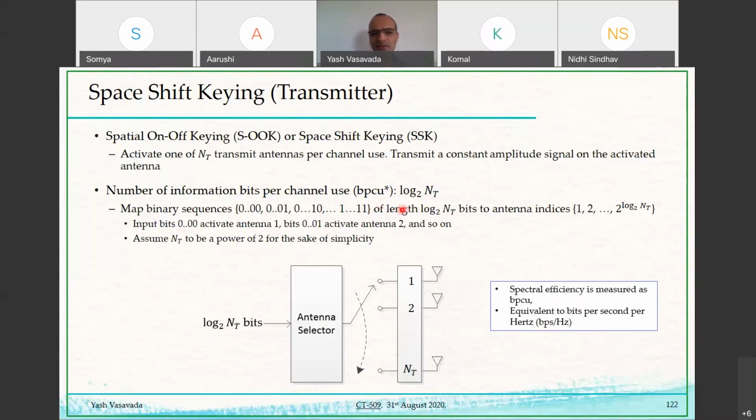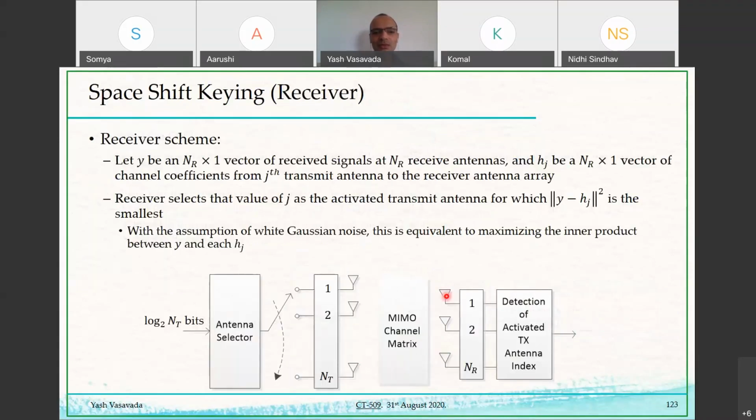Okay, so you will see that the spectral efficiency is dictated by how many antennas I can have at the transmitter. Now, what about the receiver? What does the receiver do? First of all, we will require the receiver to have an array of antennas also. It will be difficult, if not impossible, for the receiver to detect which antenna was selected by the transmitter if it had only one antenna, if this NR was 1. Typically, we want NR to be at least 4, or maybe more than 4 is better. So this is the diagram of the receiver. It has a total of NR antennas, and this is the channel between the transmitter and the receiver. And we will call H_j this NR cross 1 vector from the jth transmit antenna to the receiver antenna array.